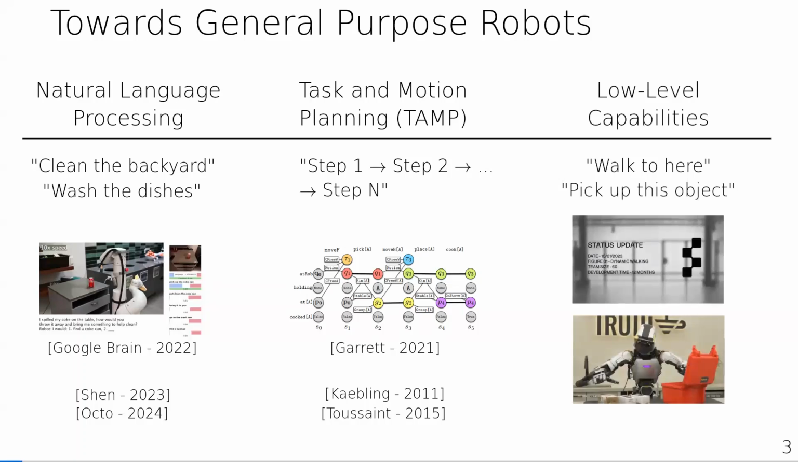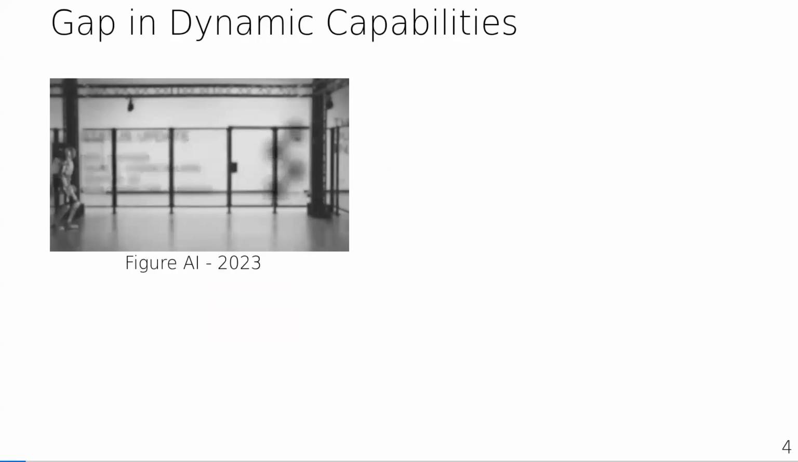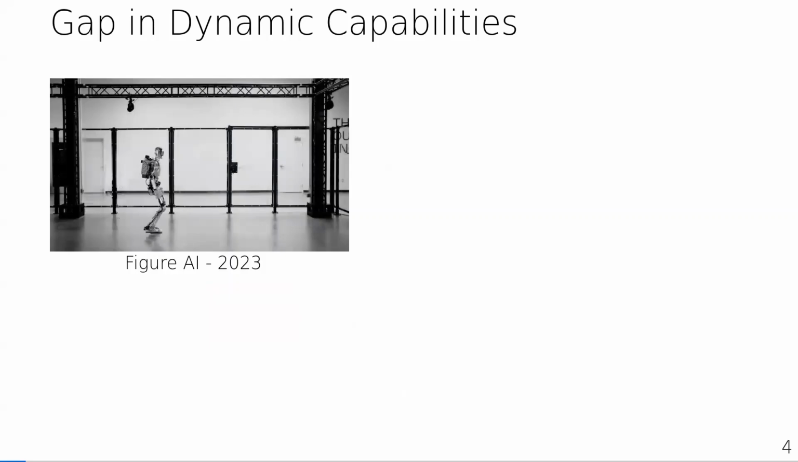We've seen impressive improvements in terms of parsing language into actionable tasks, especially recently in the context of LLMs. However, when we look at the low-level capabilities of when the robot actually has to physically interact with the world, it's clear that there are still some clear limitations. When we compare the types of capabilities shown in these demos to what humans can achieve, there's a gap in terms of the dynamic capabilities.